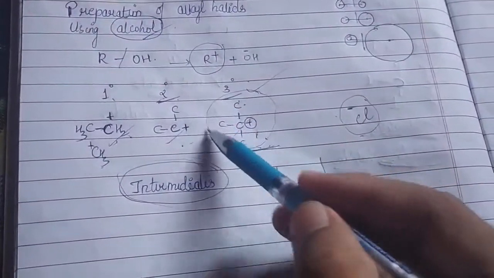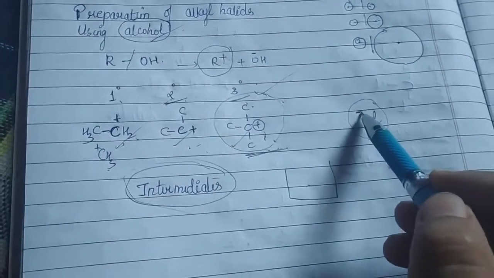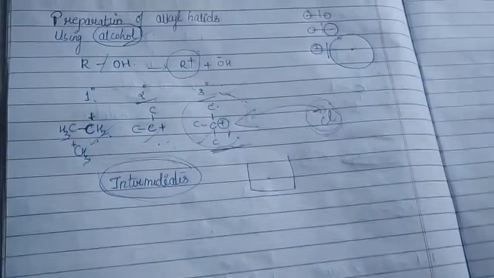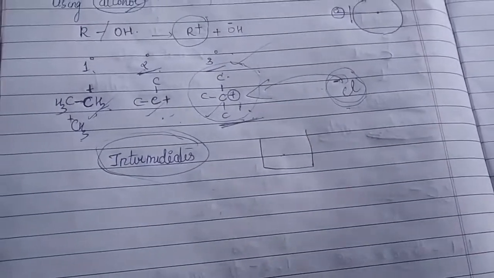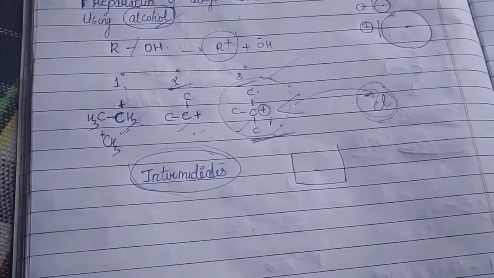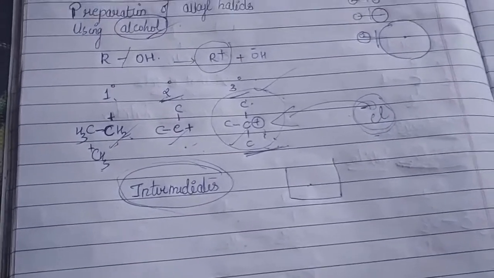So when it comes to stability, the tertiary carbocation will be more stable. So directly this Cl will go and attack the tertiary carbocation, and you will get the tertiary alkyl halide as the major product at a faster rate. So you are able to understand my terms: the reaction's fastness and the product yield. Both depend on what factor? Your intermediates.